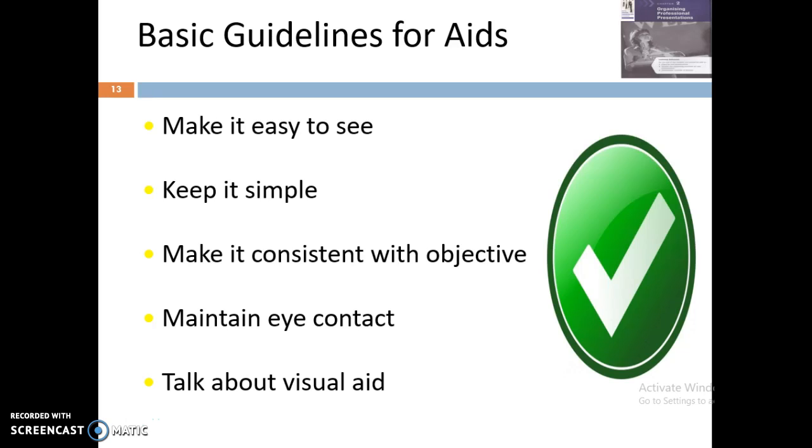Here are some basic guidelines for using aids. Make it easy to see. Keep it simple. Try to be consistent with your objective. And maintain eye contact even while you're using the visual aids. Talk about the visual aids.